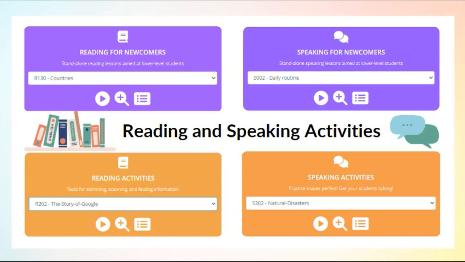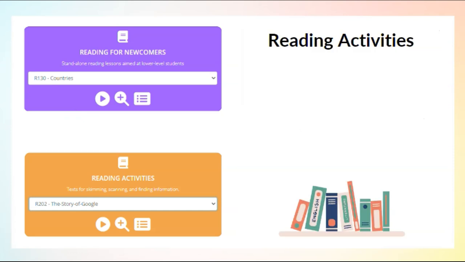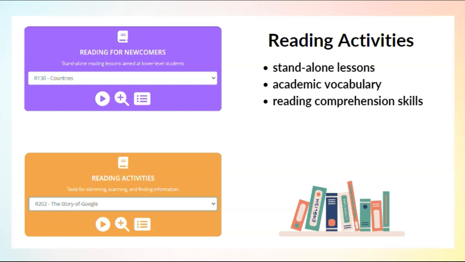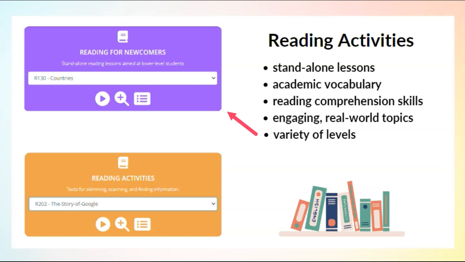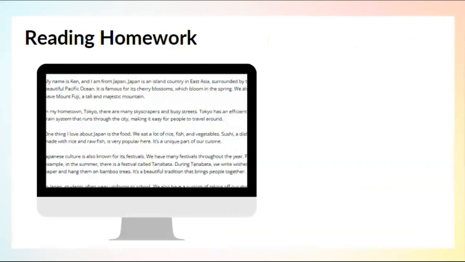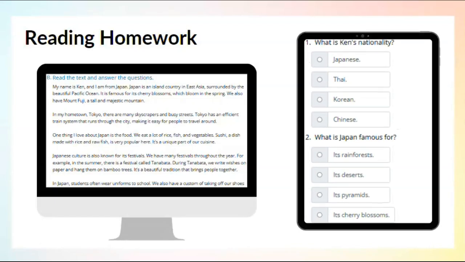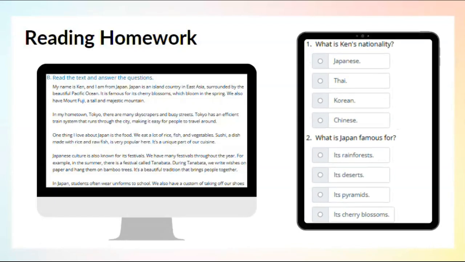In addition to the step-by-step curriculum, there are domain-specific reading and speaking activities you'll find useful for teaching mixed levels. Let's take a closer look at our reading activities. Each lesson stands alone and focuses on building academic vocabulary and reading comprehension skills using engaging, real-world topics. These lessons range from the absolute beginner level in the Reading for Newcomers category to more advanced levels in the Reading Activities category. Each lesson is accompanied by a homework assignment, which includes a reading passage and comprehension questions.